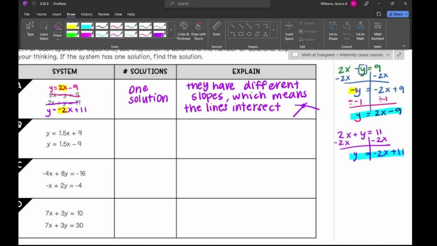Awesome. B, this already is in slope-intercept form, so we don't have to convert it. We just look at those slopes. We have 1.5 and 1.5. Those are the same. And so because they're the same, we know it's not going to be one solution. And then now we're going to look at our y-intercepts. We have a positive 9 and a negative 9. These numbers are different, and so because these are different, we would end up with an equation of 9 equals negative 9. 9 does not equal negative 9. It never will, and so this is no solution.